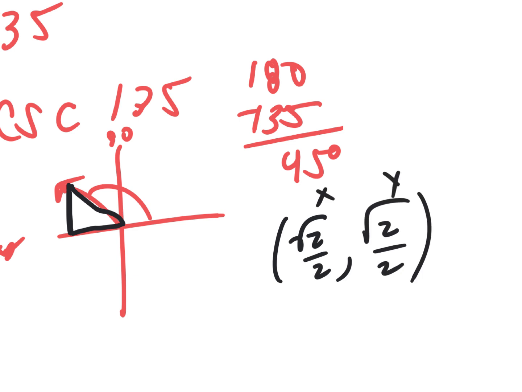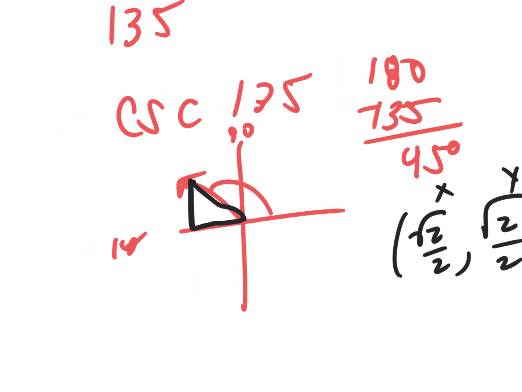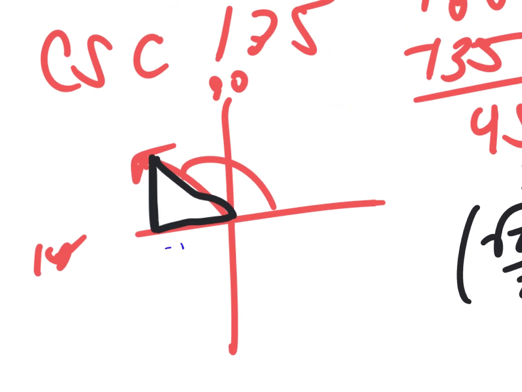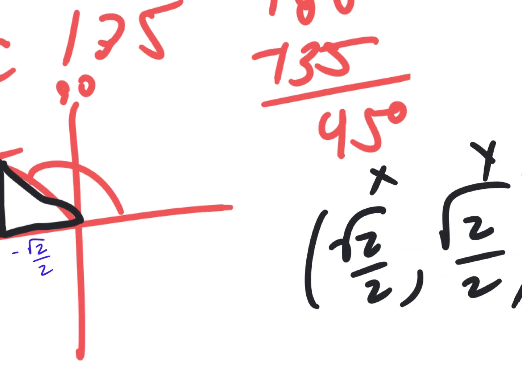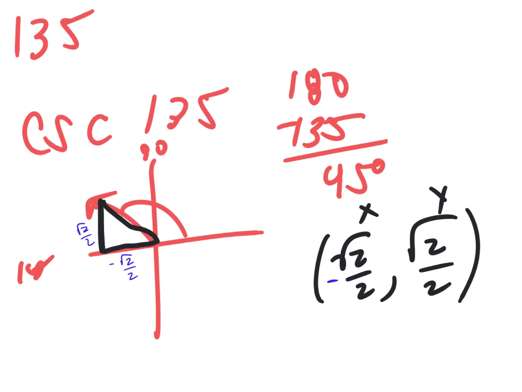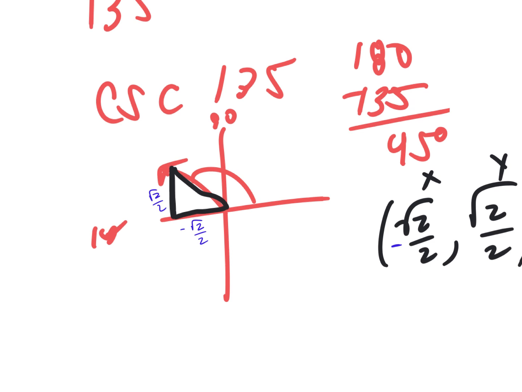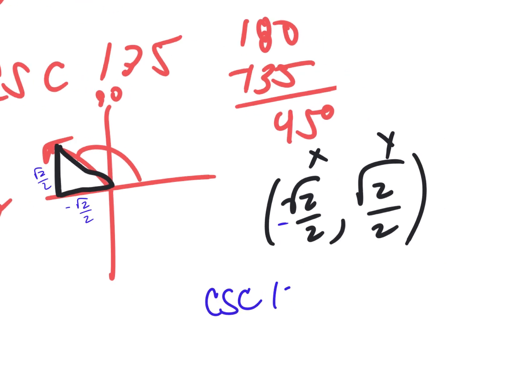This is my x, this is my y. So now I look and I say, okay, well, if I'm in quadrant 2, then I know my x value is negative and my y value is positive. So my x value is negative, my y is positive. And they're asking me for the cosecant. Cosecant. Well, what is cosecant?